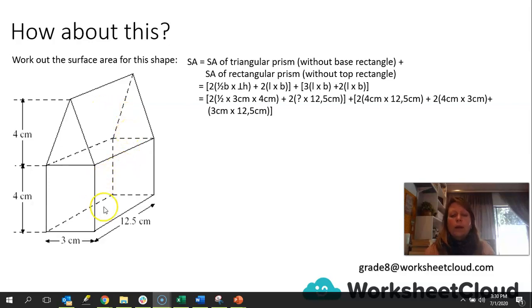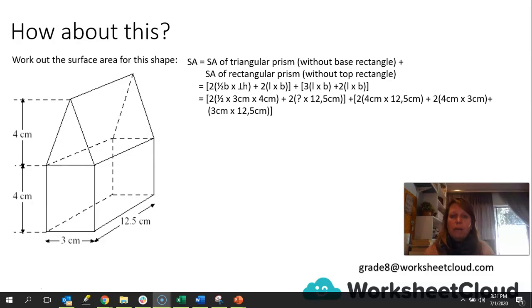And then with our rectangular prism, we've got 2 at 4 times 12,5, 2 at 4 times 3, and then 1 at 3 times 12,5, because it's the base. If we were finding that surface area as well, we would then have 2, but we don't need to because that's inside the shape, and we only need to find the surface area of the whole shape.